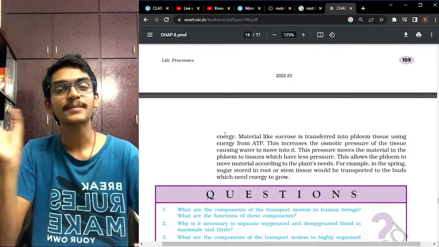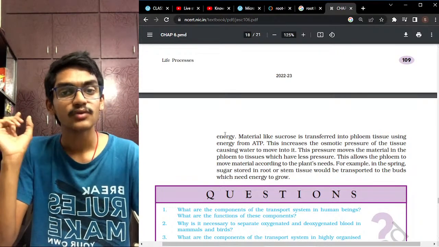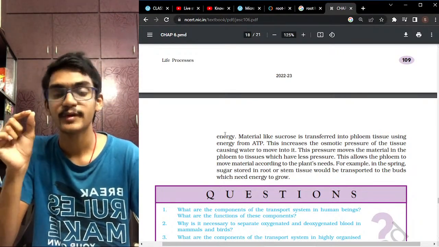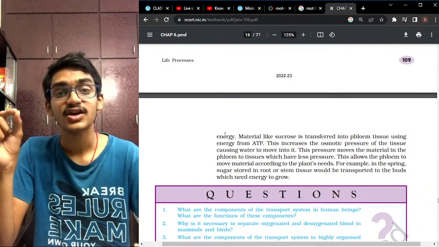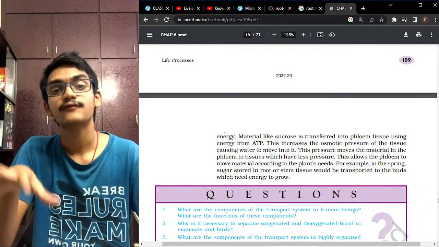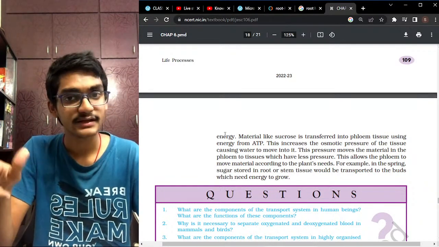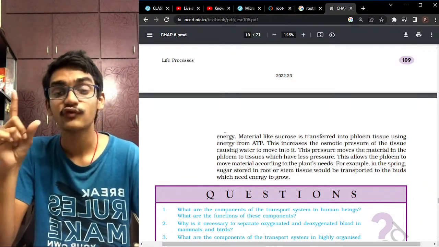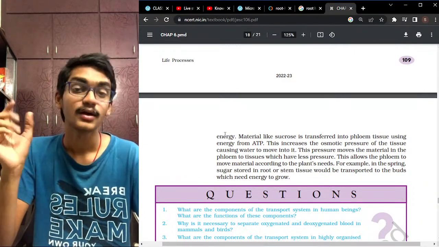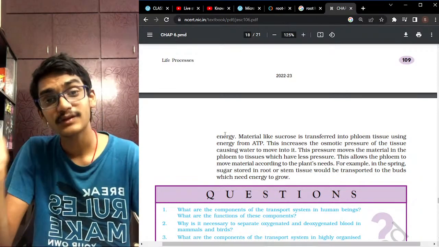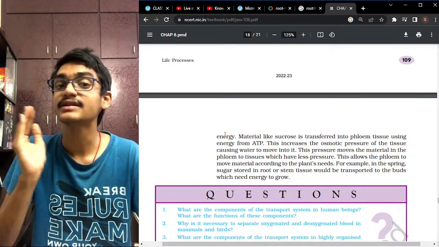So one thing I would like to say: the energy is mainly responsible. The food particles which are prepared by photosynthesis, with the help of energy, are forced into the sieve tubes and the companion cells. In that process, water will also move through that. This process is called osmotic pressure, because with the help of the semi-permeable membrane, the particles have been transported.